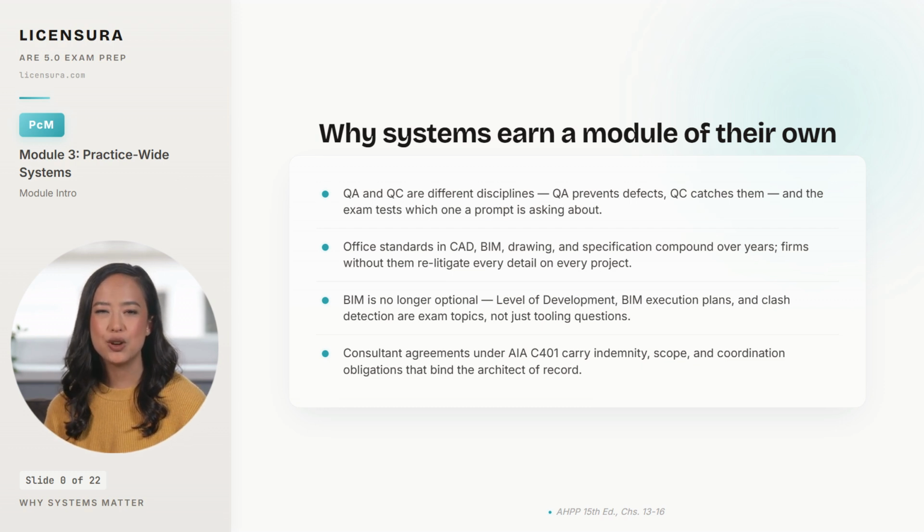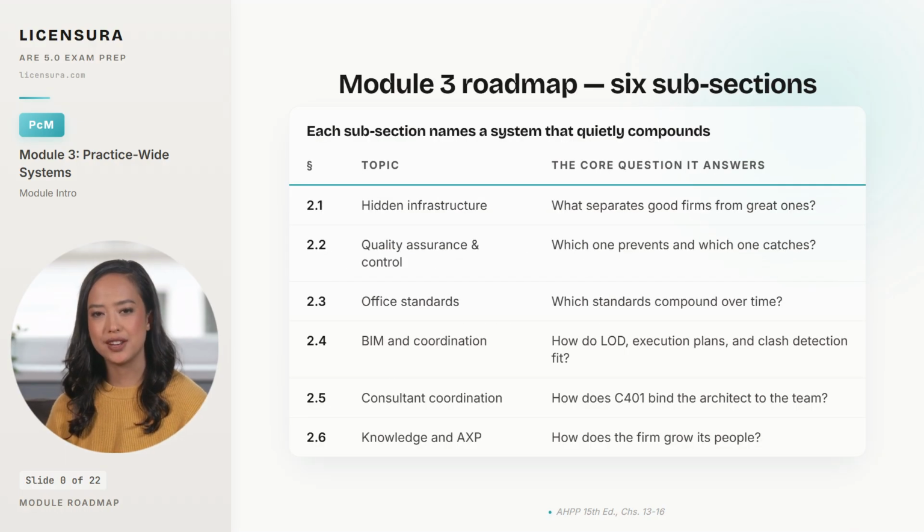Here is the chronological tour of all six subsections, walking the module in order. 2.1 names the hidden infrastructure, the systems that great firms have and struggling firms reinvent every project, plus the cost of not having them. 2.2 distinguishes quality assurance from quality control, walks the elements of each, breaks down QC review methods, and locks down the timing of QC reviews across the design phases.